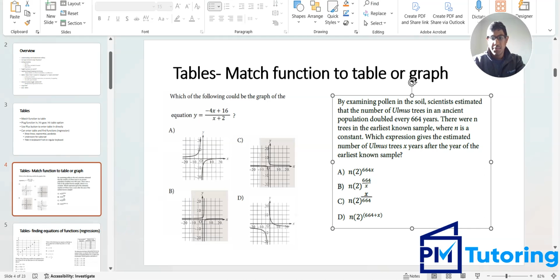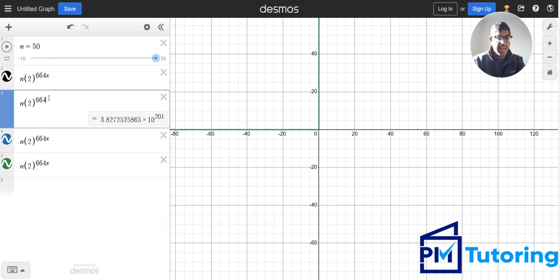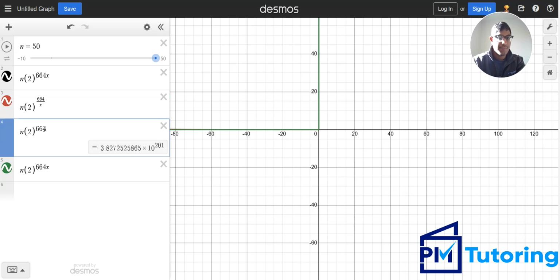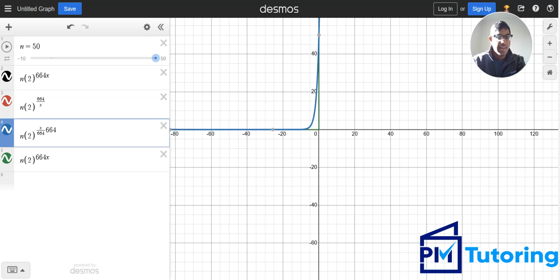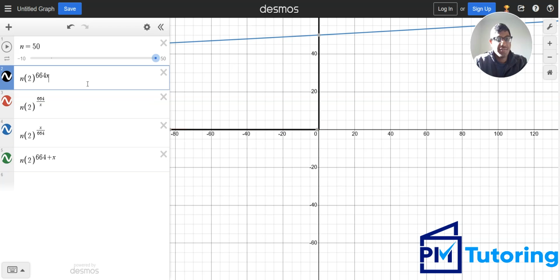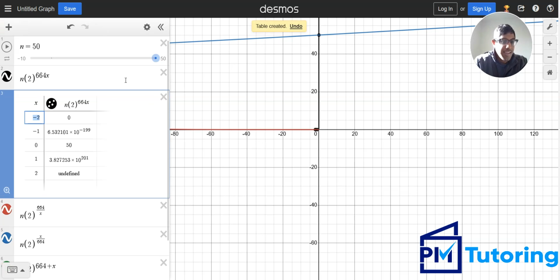Okay. So we have 664 over x is the first one. So I'm just going to backspace this, x divided by x. Then we have x over 664. So I'm going to do x divided by 664 and clear the 664 out. And then the last one is 664 plus x. Now remember, we want this to double every 664 years. So what we can do is create a table and see, does it double every 664 years?